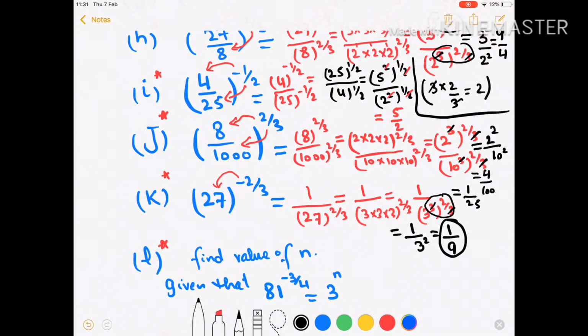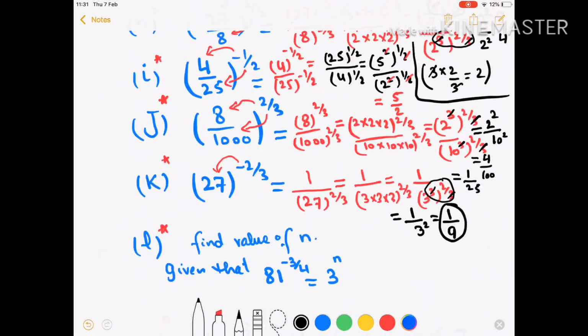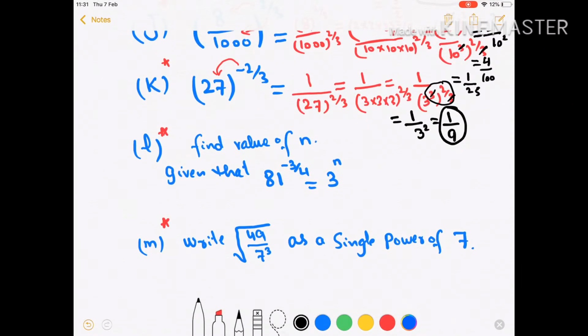Another important question, L: find the value of n, given that 81 to the power minus 3 over 4 equals 3 to the power n. On the right the power is n, so on the left we have to simplify 81. Just break 81 into 3 times 3 times 3 times 3, and it will come to the power minus 3 over 4.